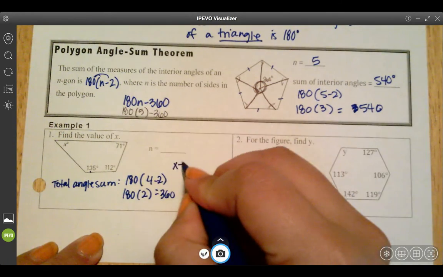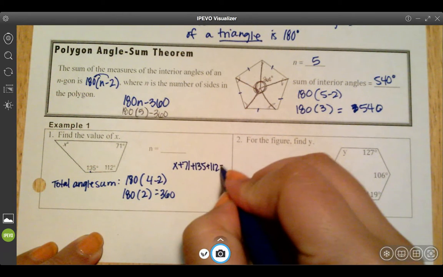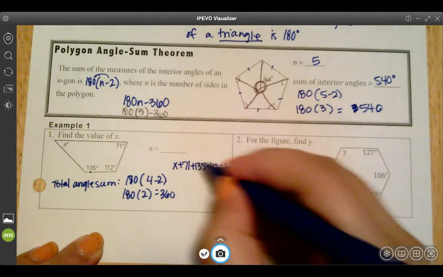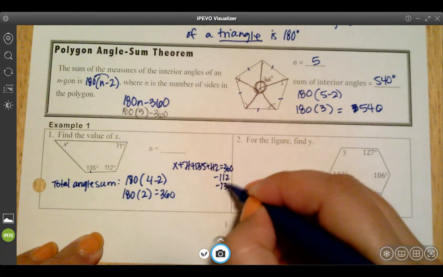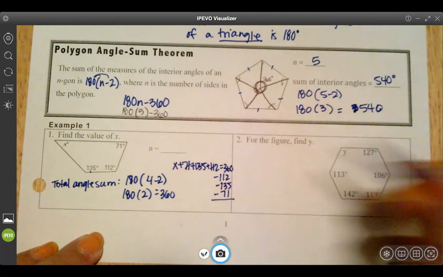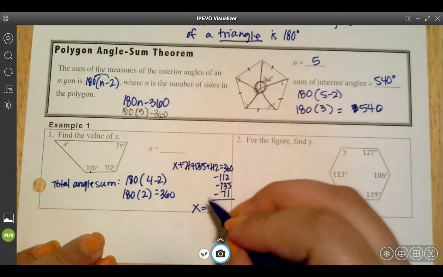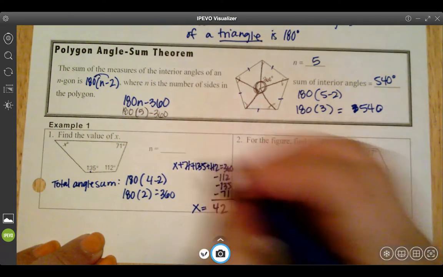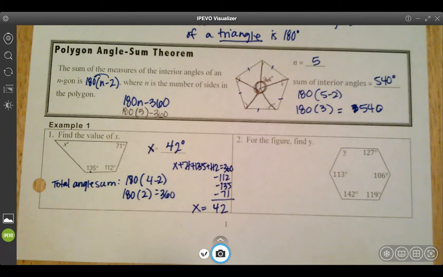So I have x plus 71 plus 135 plus 112 equals 360. Subtract all of these, minus 112, minus 135, minus 71. So then x equals 42. This should be an x equals 42 degrees.